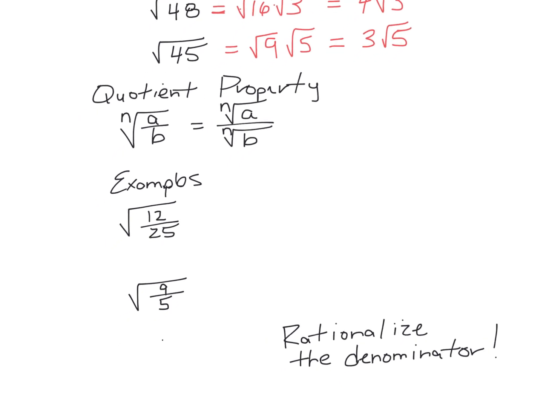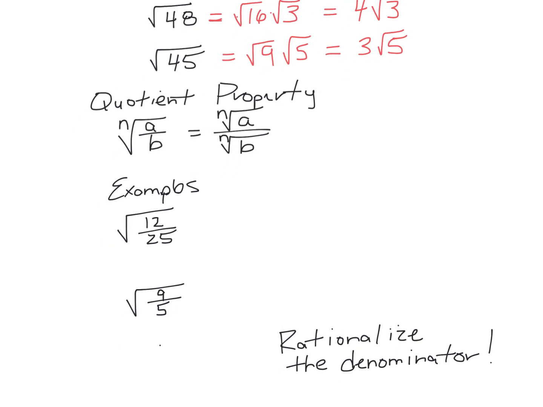Quotient property: if you have the nth root of A over B, you can break it up as the nth root of A divided by the nth root of B. So examples here, this I could write as the root of 12 over the root of 25. The root of 12 I could break up, using the product property, into root 4 times root 3. And the root of 25 is a perfect square, which is simply 5. So on the top, I would have 2 root 3, divided by 5.